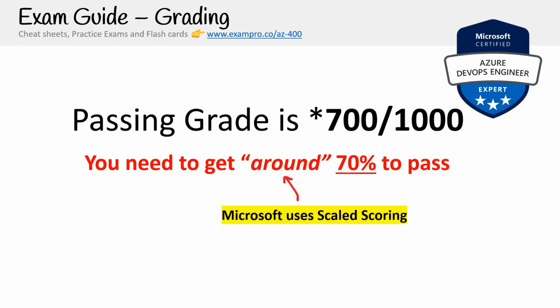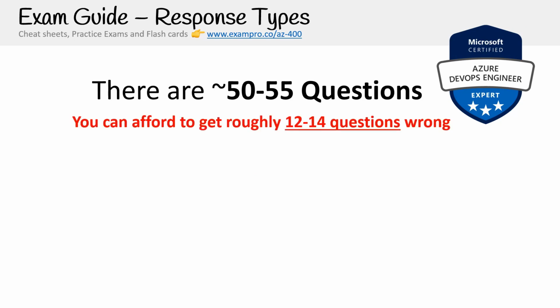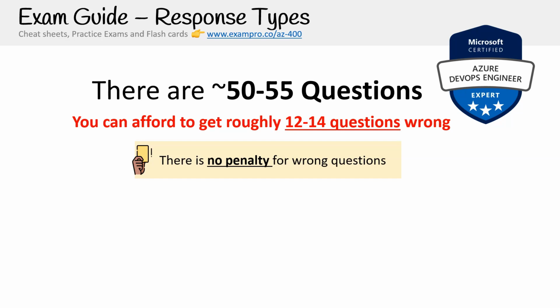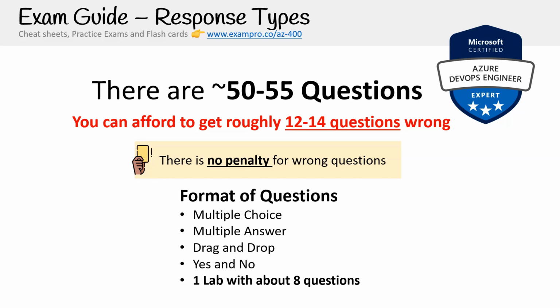Microsoft uses scaled scoring. There are about 50 to 55 questions. You can afford to get roughly 12 to 14 questions wrong. There is no penalty for wrong answers. Format of questions: multiple choice, multiple answer, drag and drop, yes and no. Keep in mind that there's usually one lab with about 8 questions that you do on the Azure portal, and the exam is open book, but you can only access the Microsoft documentation as the resource.